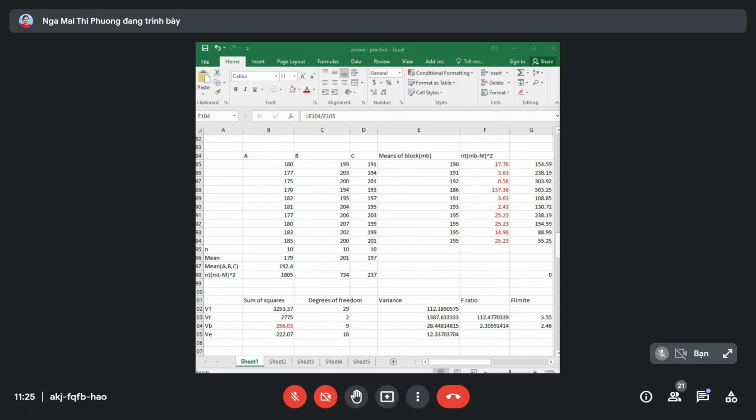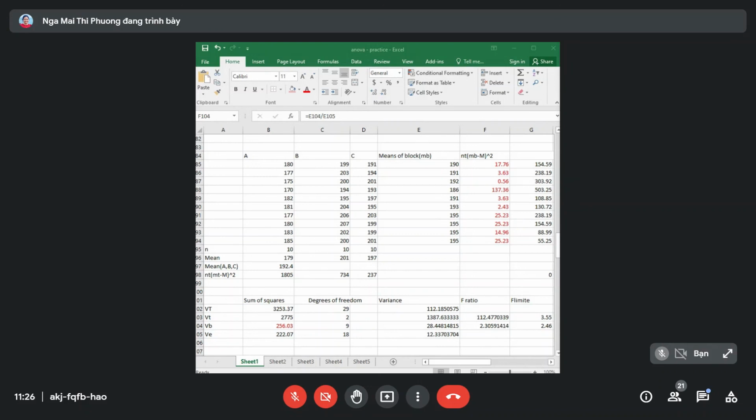So for the first F limit, the degree of freedom of variance of error is 18. You find the 18, and then you cross with the degree of freedom of variance of treatment, which is 2. So you cross between 18 and 2, and the value is 3.55.